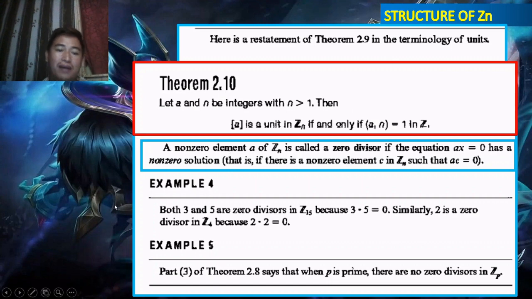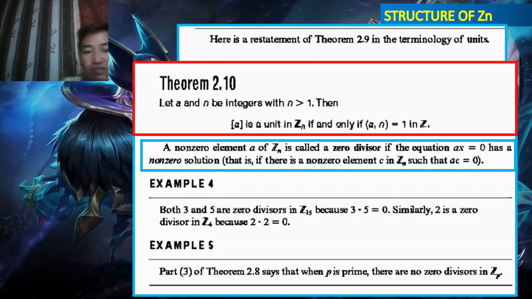Another example. Both 3 and 5 are zero divisors in Z15, because 3 times 5 is 15, and the remainder in Z15 is 0. Similarly, 2 is a zero divisor in Z4 because 2 times 2, 2 times itself, is 4, which is 0 in Z4.